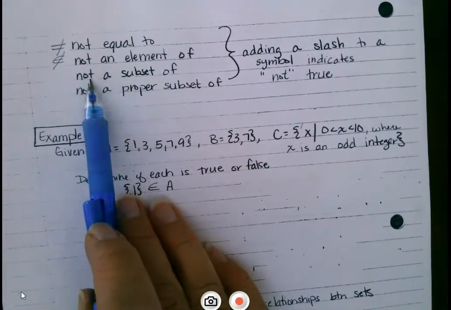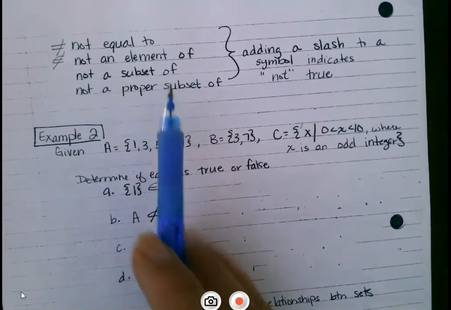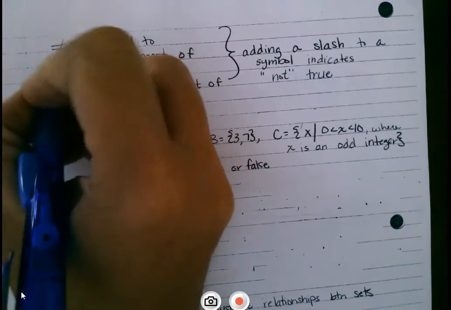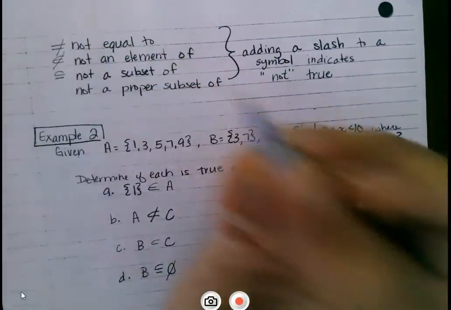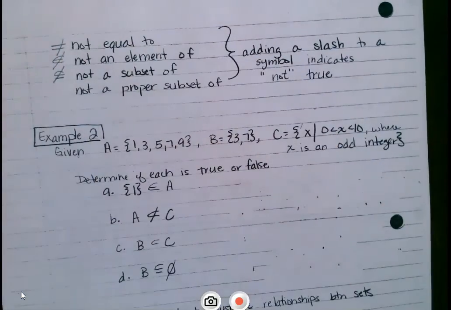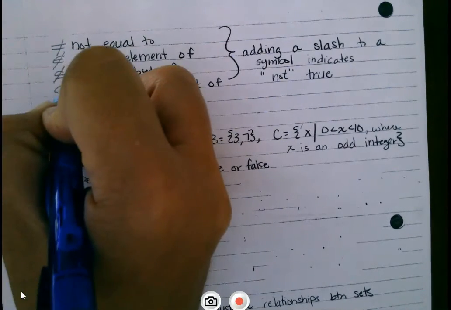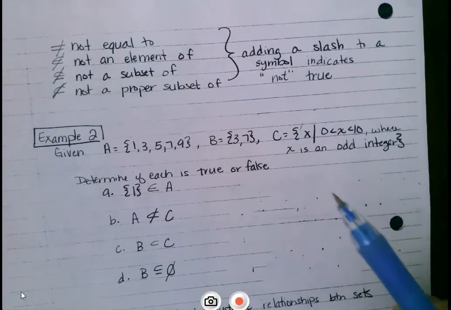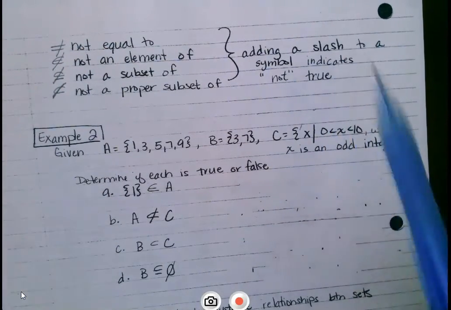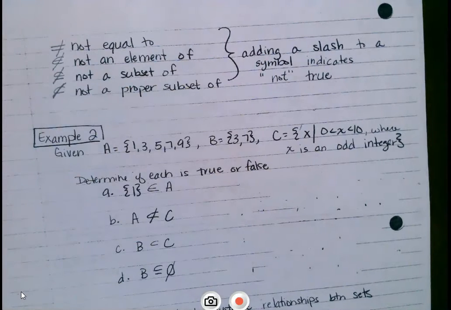Not a subset of. The smashed C with a line under it is subset, and then we put the slash through it. And then not a proper subset of. Just the smashed C with a slash. Good. Adding a slash to any symbol indicates not. If we're taking notes, I will use the slash symbol a lot for things, like putting the equal sign and the slash for not equal. I take a lot of notes.